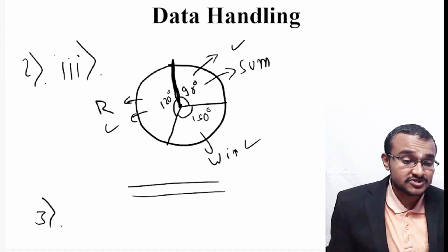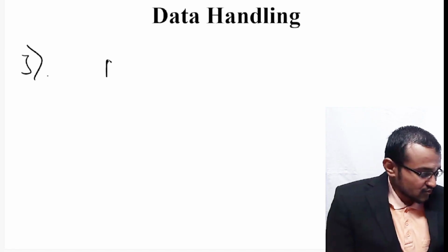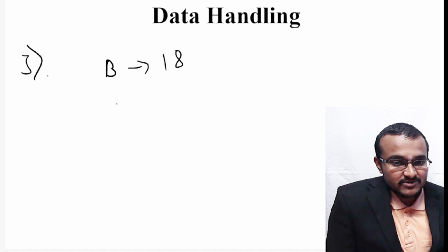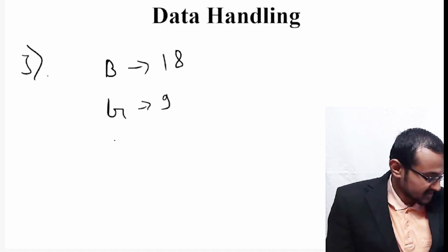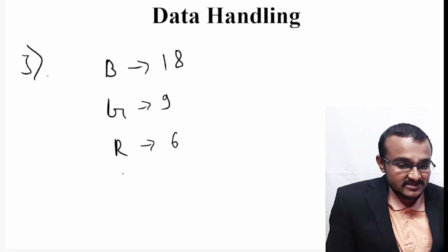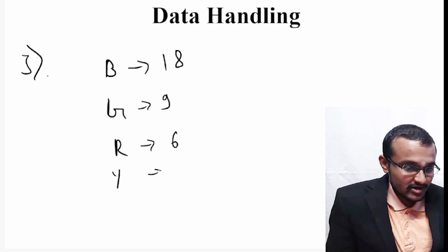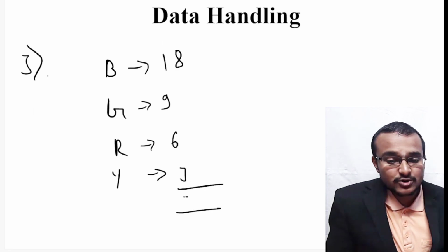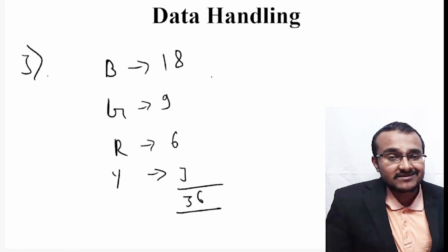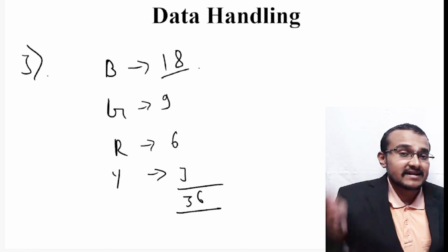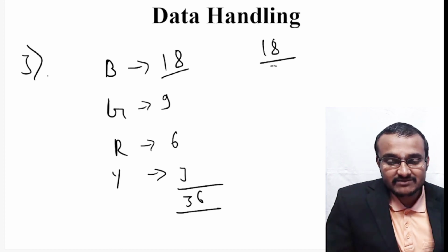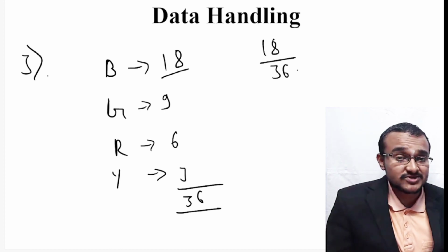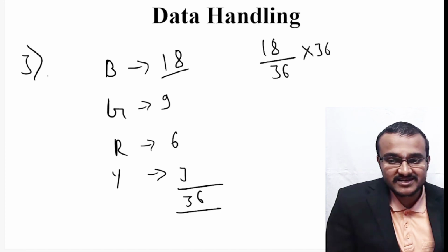Similarly, coming to the third question in this exercise, blue color is liked by 18 people, green color is liked by 9 people, red color is liked by 6 people, and yellow color is liked by 3 people, and the total is 36. So now to calculate this 18 in a pie chart, you should do it like this. 18 by 36, where 36 is the total number of people, into 360 degrees.